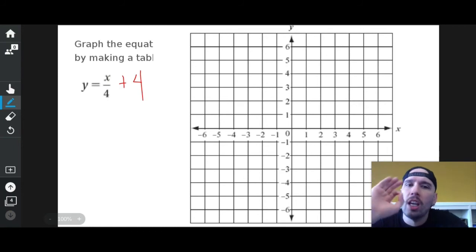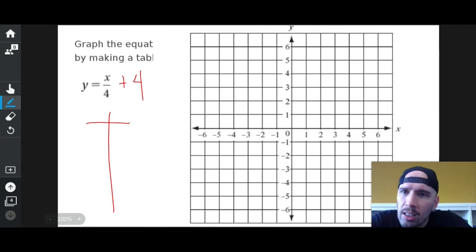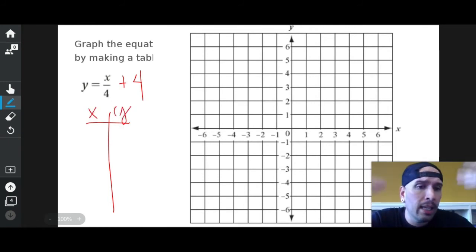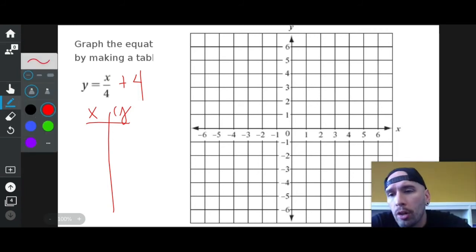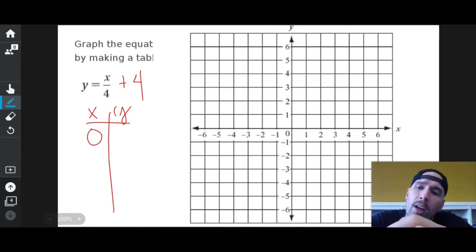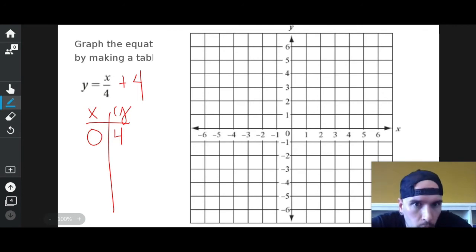I want to make a table of points that I can graph. So this is called a t-table. And a t-table is when you just pick a bunch of x values, plug them in, and get a bunch of y values. So I'm always going to start out with x is 0. And what I do is I plug 0 into my original equation, do some math, and see what y I get. So if I plug in 0 for x, I get 0 divided by 4, which is 0, plus 4 is 4. So that gives me the point 0, 4.